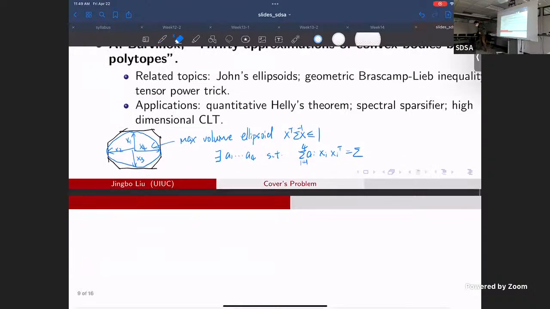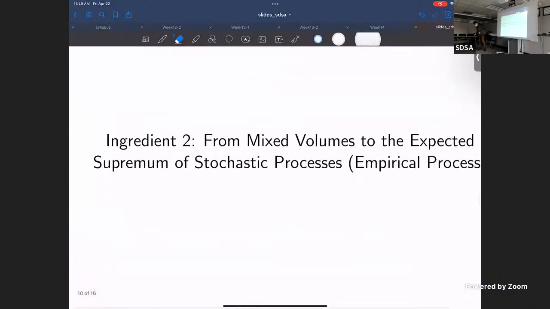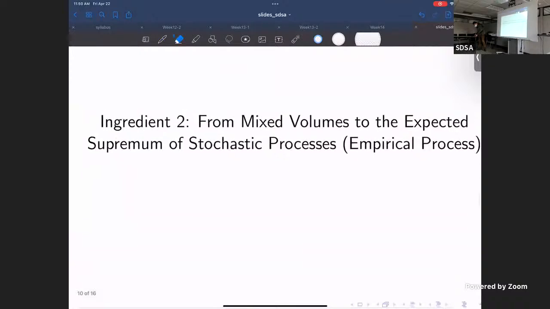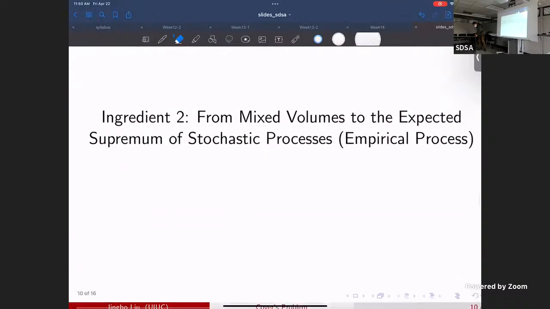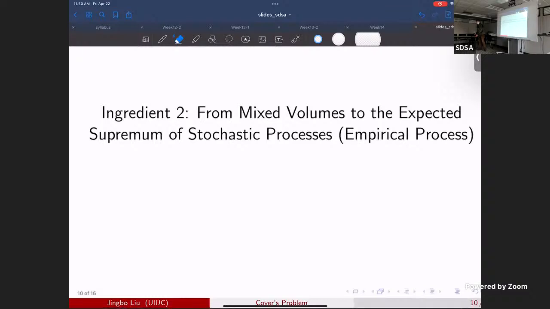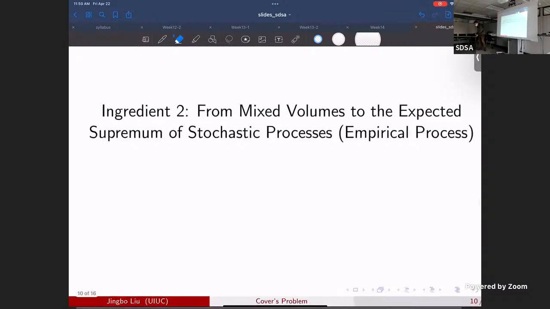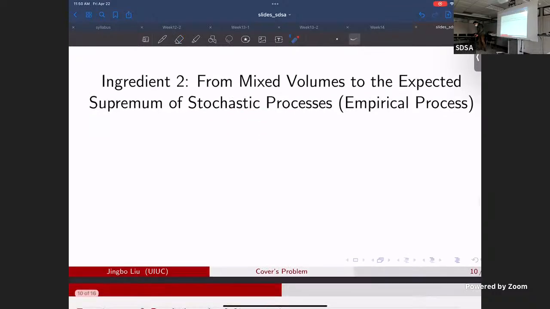Okay, so now I want to talk about another ingredient of the proof, which is mixed volumes and the connection to empirical processes. In probability theory, this is called the expected supremum of a stochastic process.